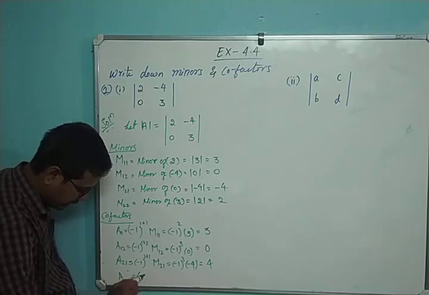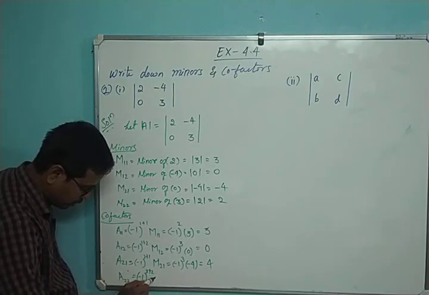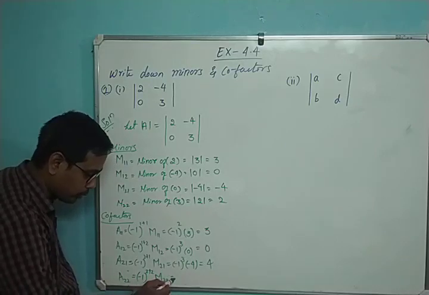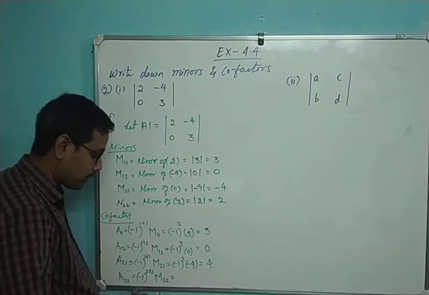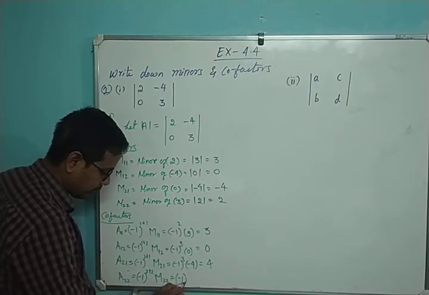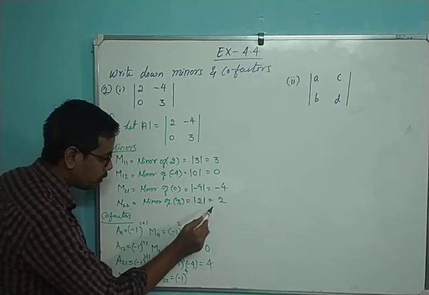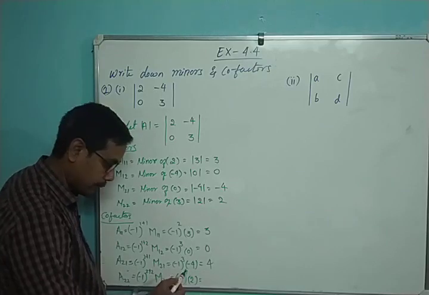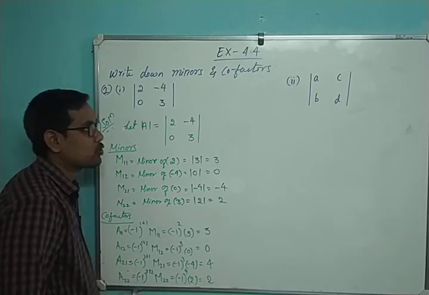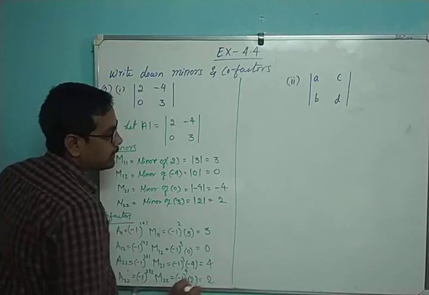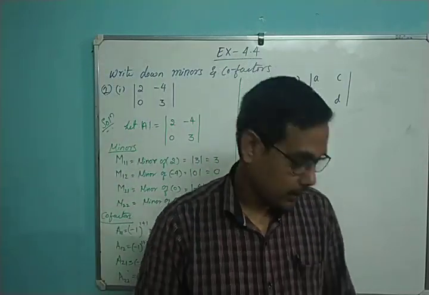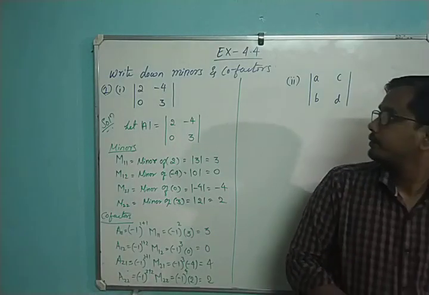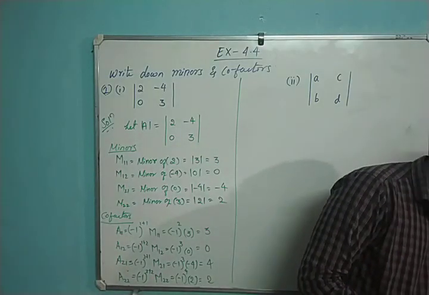Then A22 is minus 1 to the power 2 plus 2 into M22. Minus 1 to the power 2 plus 2 is minus 1 to the power 4, which is plus 1, into M22, which is 2. Plus 1 into 2 is plus 2. This is how we need to calculate minors and cofactors. It will be easier by solving this one also. Let's try this one.